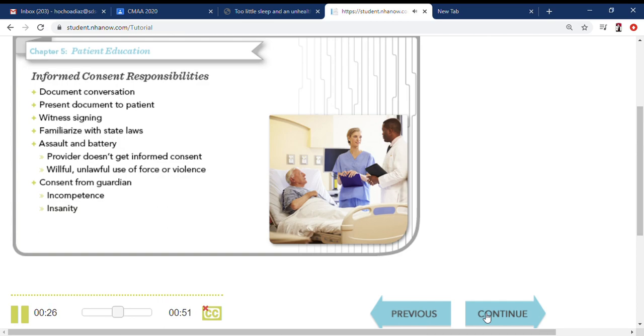If a provider doesn't get informed consent, he faces charges of assault and battery, which is willful and unlawful use of force or violence on another person. If an individual is incompetent for reason of insanity or another issue, that individual usually can't give consent for medical treatment. In that case, the provider can then obtain consent from a guardian.